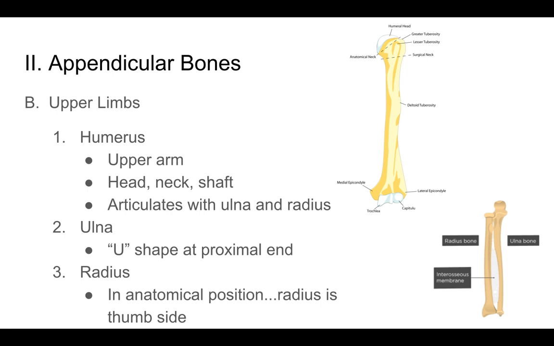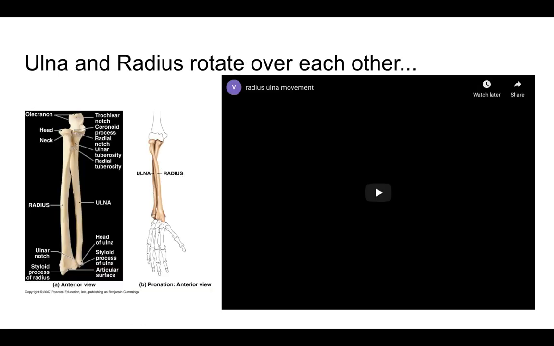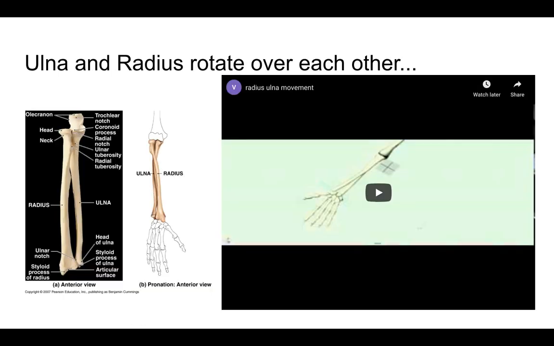That is helpful to know sort of in position. They're lying parallel to each other. Ulna is pinky side, radius is thumb side. But here's a cool thing about the ulna and the radius.